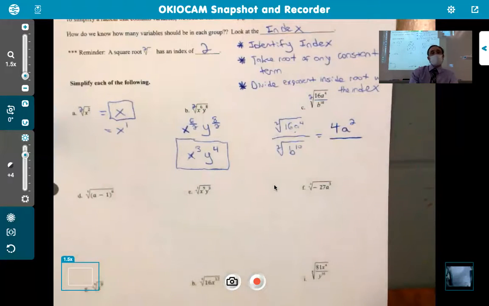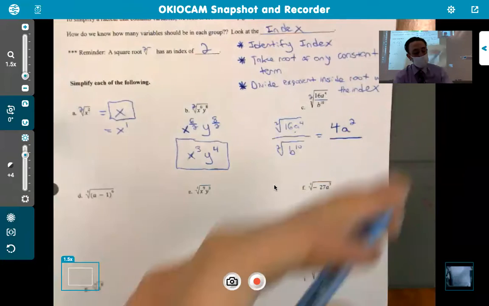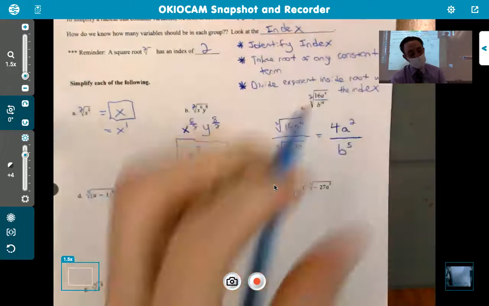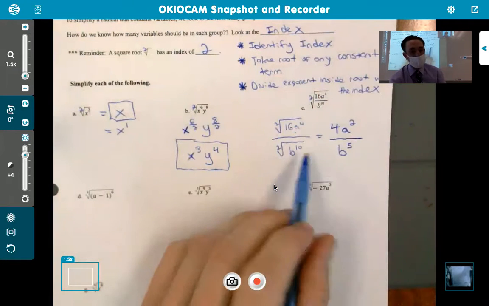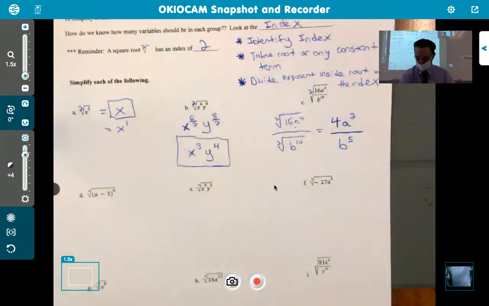How would you simplify the denominator? What's that going to become? B to the 5th. Good. It's b to the 10 divided by 2, or b to the 5th power. Okay. Any questions about that example? So we've seen something that's just a variable. We've seen multiple variables, and now we've seen some examples of not only a fraction underneath the square root, but also dealing with a constant term as well. Everybody good?